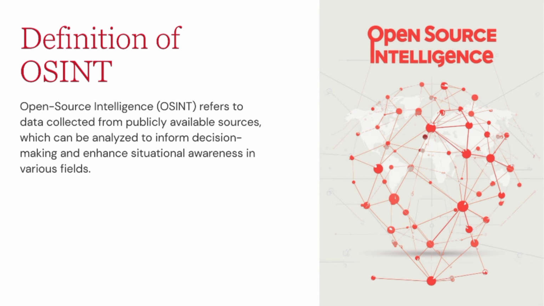OSINT stands for Open Source Intelligence. It refers to information collected from publicly available sources and then carefully analyzed to support decision-making. The key idea here is not just collecting data, but analyzing it to gain meaningful insight. OSINT is widely used in journalism, cybersecurity, law enforcement, and academic research.